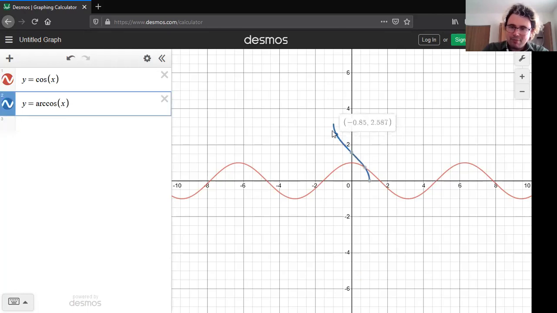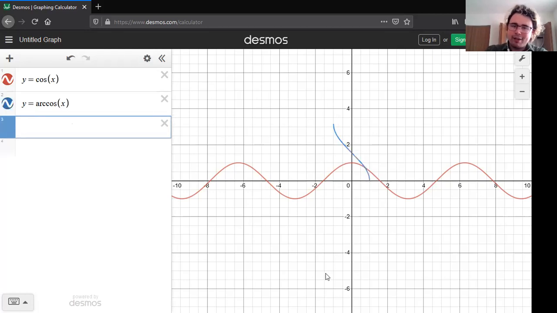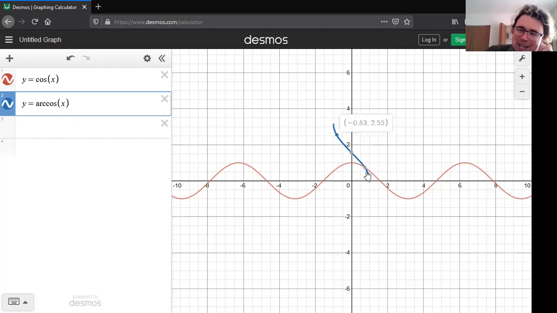So it is convenient that the arc cosine function only takes values between 0 and 1. Excuse me. The cosine function itself only takes values between 0 and 1.